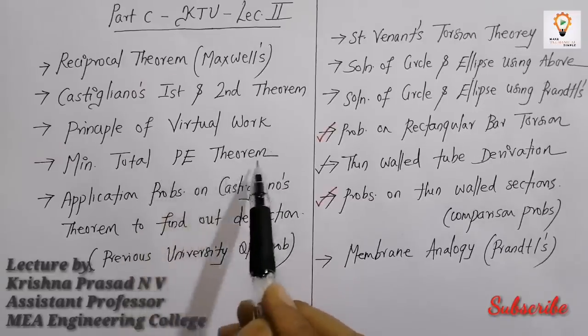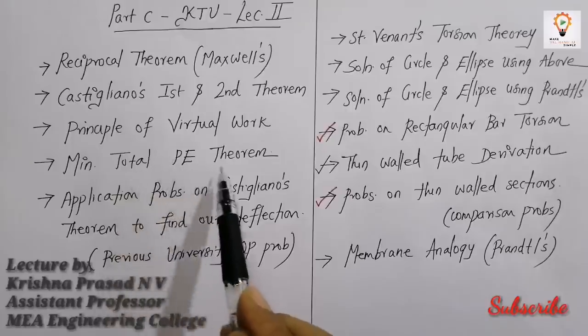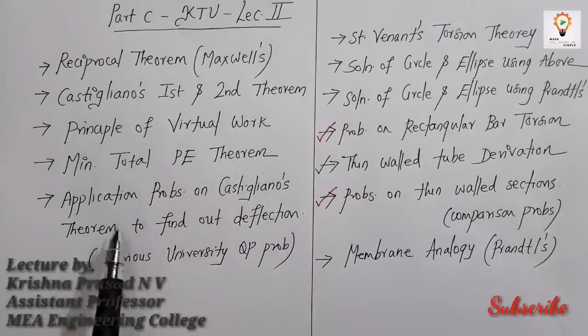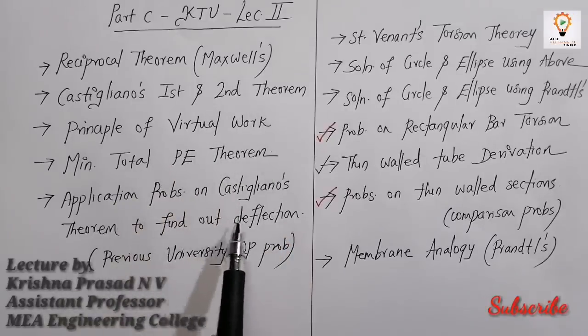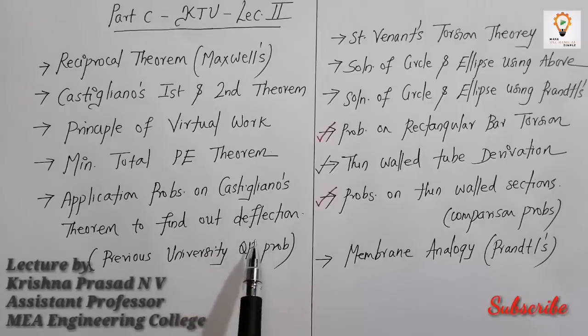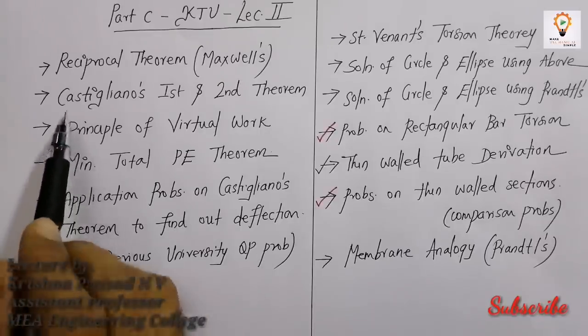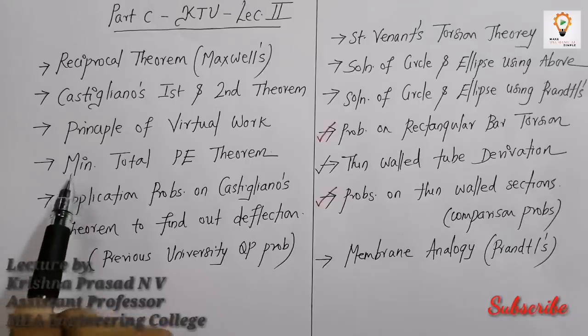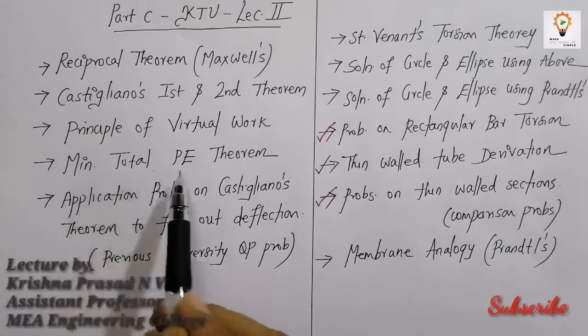If you are able to go through these four theorems, you will be able to score at least 5 to 10 marks minimum. Now moving further, we have application problems from Castigliano's theorem also to find out the deflection. You can see some 2 or 3 problems from the previous university question papers which are already solved in the textbook.